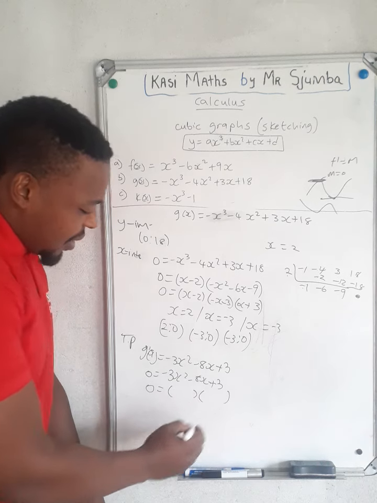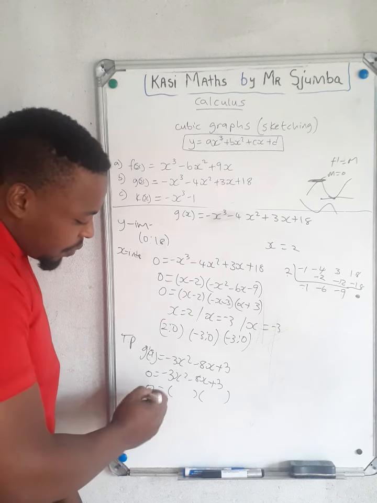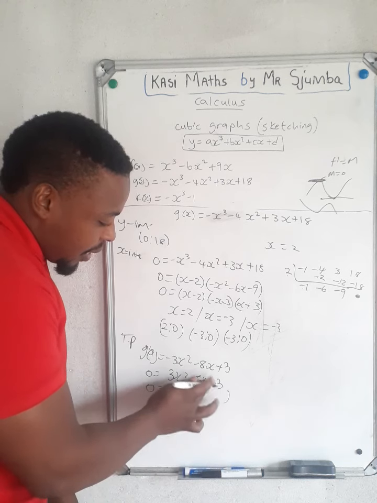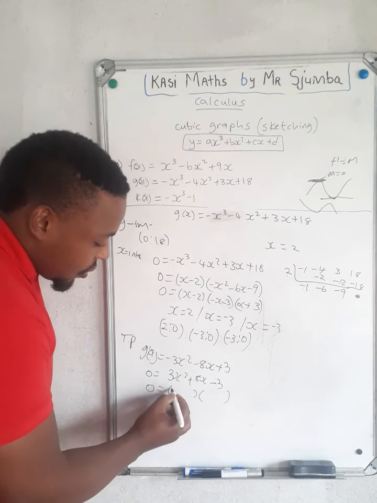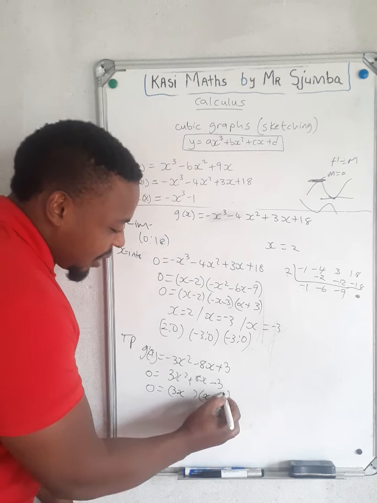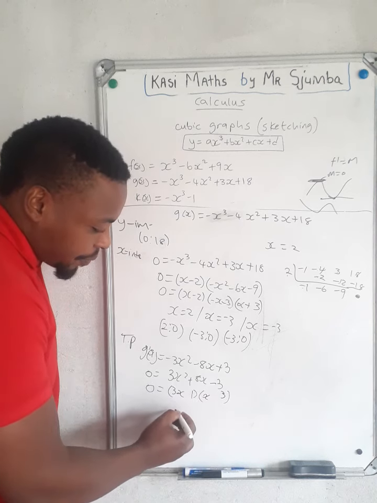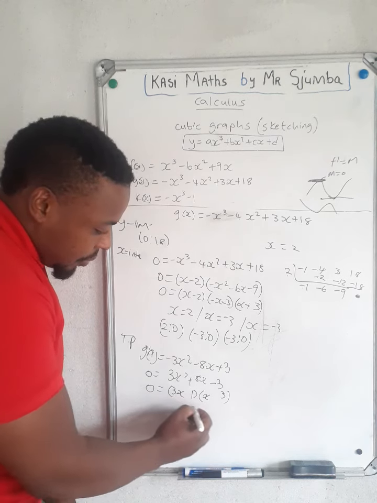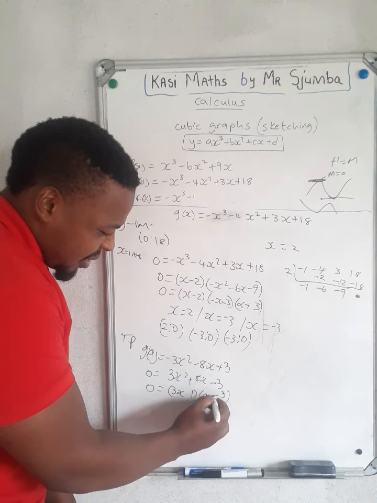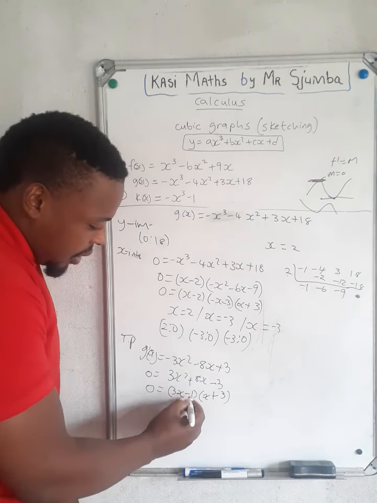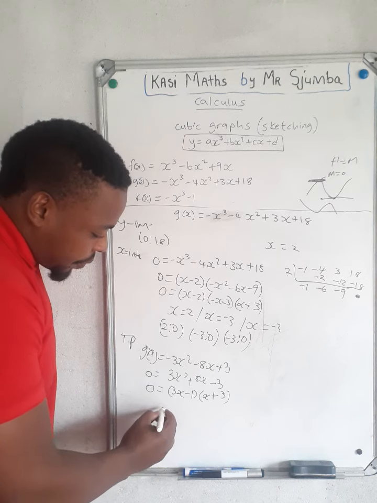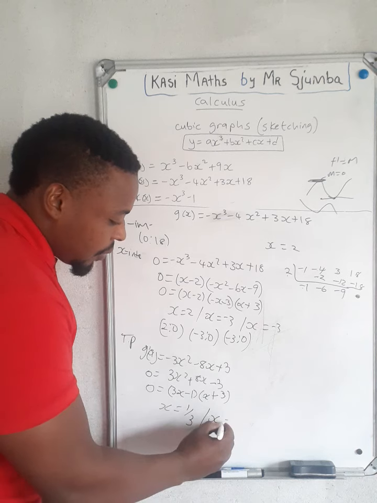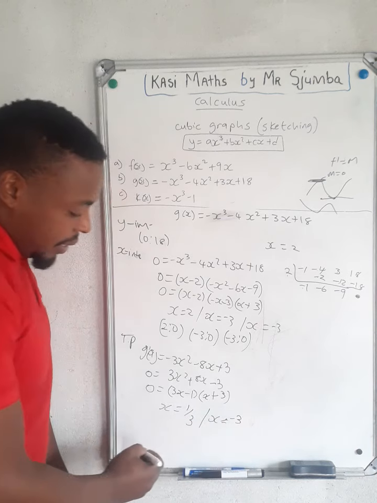Must we factorize them? Okay, we can just divide by negatives. So we must factorize: 3x and x, 3 and 1. But you can use the quadratic formula. So x equals 1 over 3, and x equals minus 3.